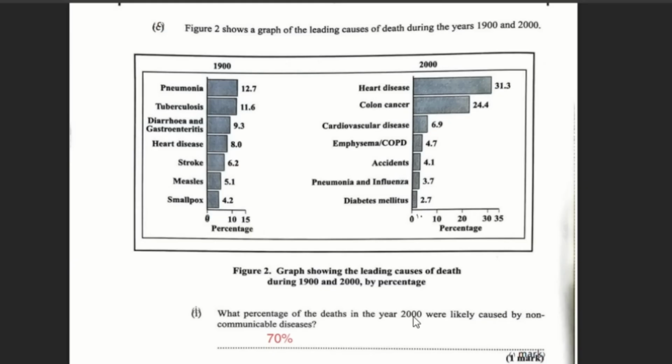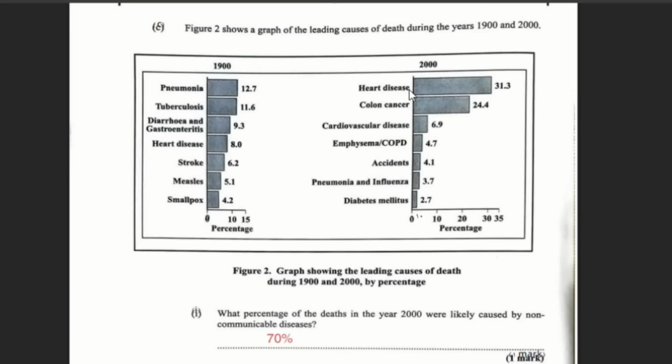So first, what is a non-communicable disease? Basically, it's a disease that cannot be passed on. So for example, if you touch somebody, they cannot just get it, right? So that is what they're asking. What percentage were caused by non-communicable diseases? The first one up here is heart disease, right? If I touch somebody, they cannot just get heart disease just because I have it.